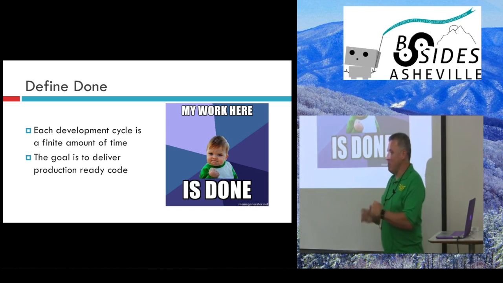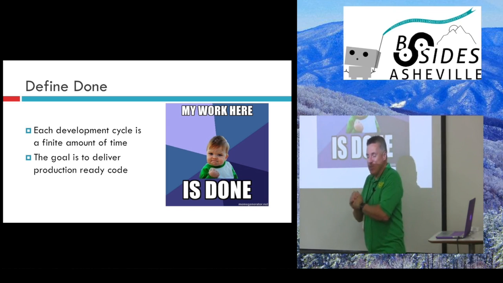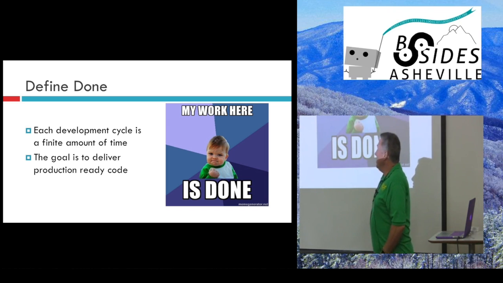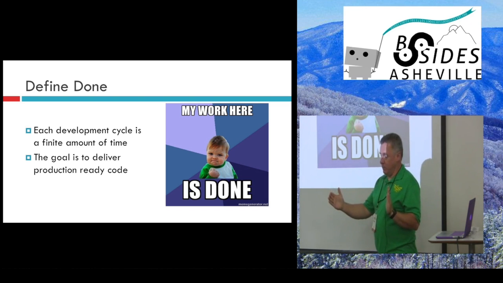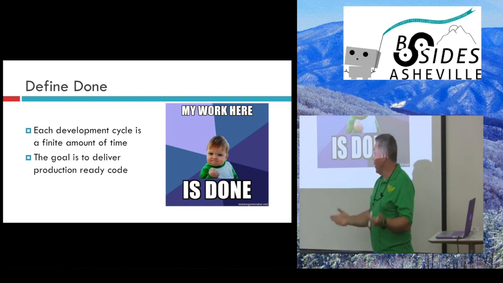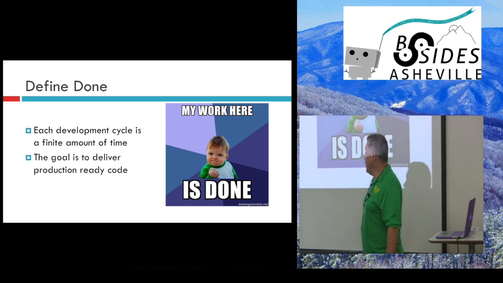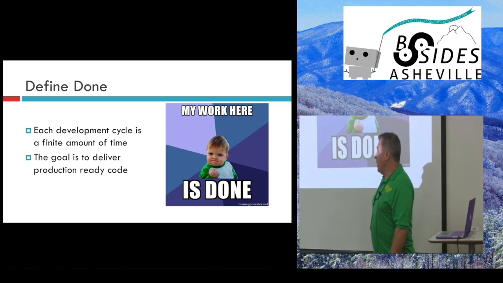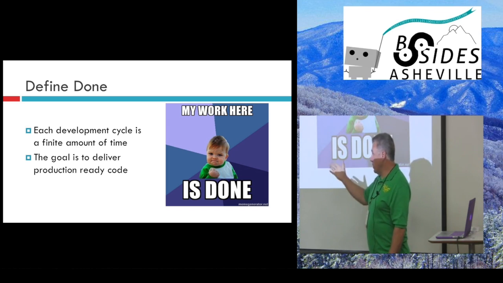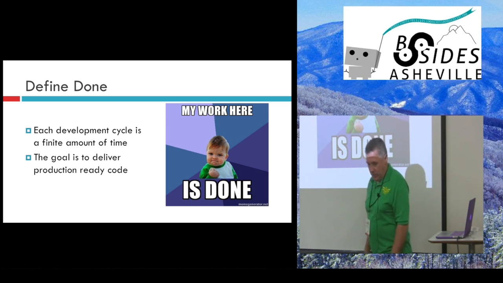Now for my favorite part of Agile. Absolute favorite part. Each development cycle is a finite amount of time. Two weeks. If you're doing it right, you're going to kick off an automatic build at 10 o'clock on Friday morning or Thursday morning or whatever day it is, and that's it. Nothing else gets into the build. That's supposed to be production-ready code.